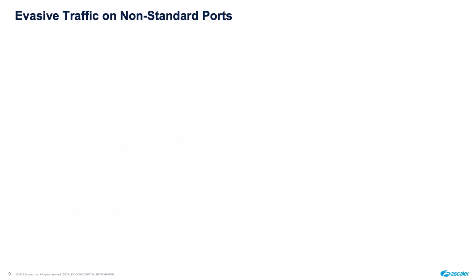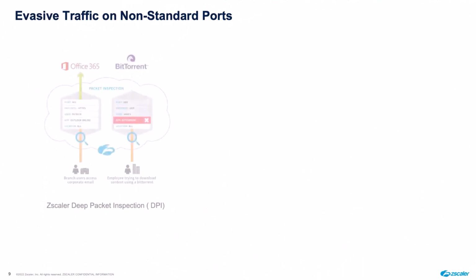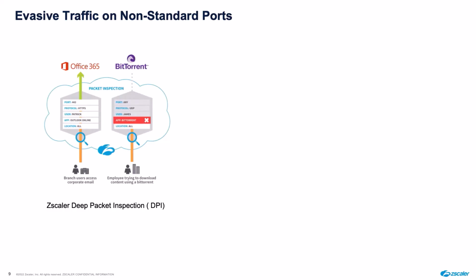The next thing I want to talk about is a little bit about the deep packet inspection engine. This is very important from an NG firewall perspective because as soon as the traffic hits the cloud on the Zscaler enforcement node, the first thing which comes into the picture to identify the application is Zscaler's deep packet inspection engine.